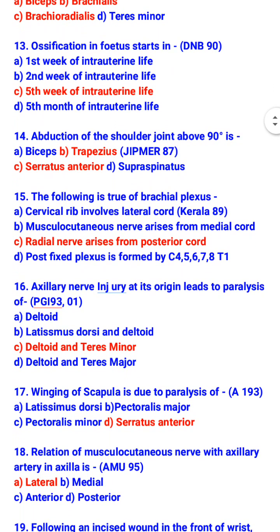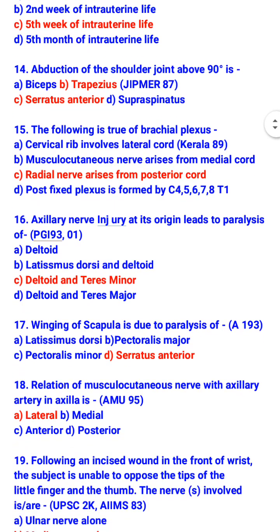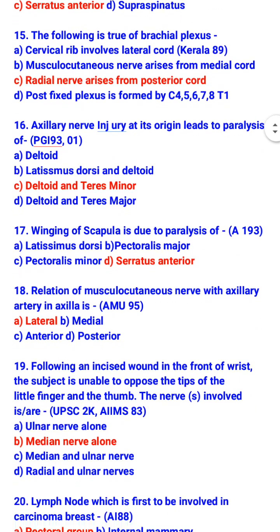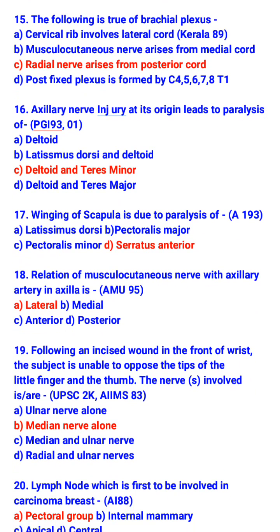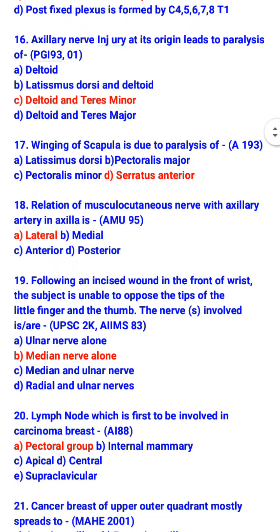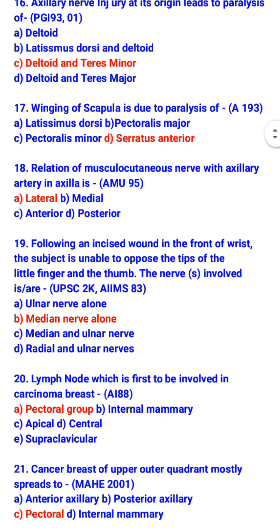The following is true of brachial plexus. Radial nerve arises from posterior cord. Axillary nerve injury at its origin leads to paralysis of deltoid and teres minor. Winging of scapula is due to paralysis of serratus anterior. Relation of musculocutaneous nerve with axillary artery in axilla is lateral.